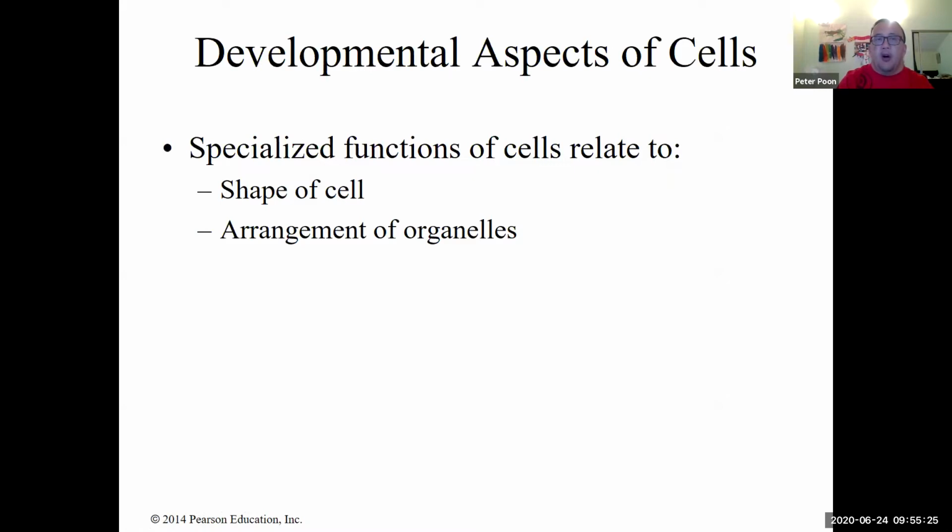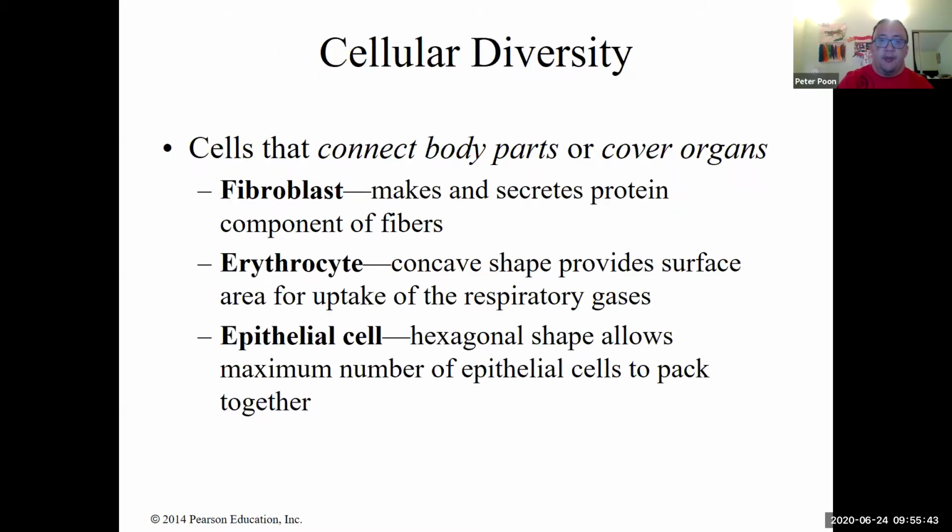Okay. So the developmental aspects of cells. Okay. So cells are different shaped, obviously, and they have different arrangements of organelles. And the way they're shaped and the way their organelles are arranged are ideal for that particular cell type. Okay, so we can look at some of them.